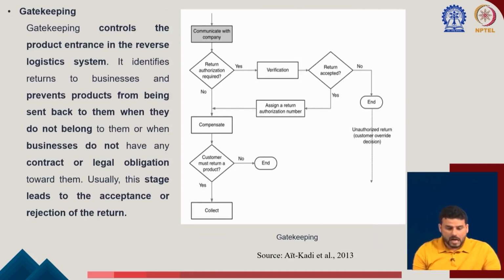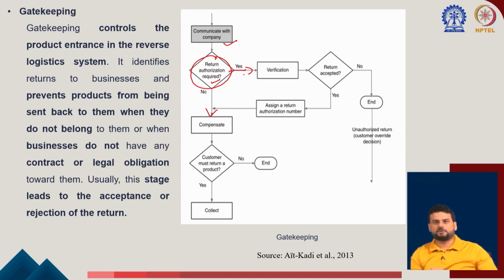See, gatekeeping, how this is happening. So, your customer will communicate with the company. If return is authorized, that means you need to compensate, right. First you need to ask whether you need to authorize that or not. If no, then you can directly compensate. If yes, then you will do the verification. You will check whether the customer has damaged the product, whether packaging is there, or the seal is not broken, kind of things. You have different checks depending upon the product, right. If again it is no, you will send it back to the customer, you will not accept the return. If it is yes, the return is accepted.